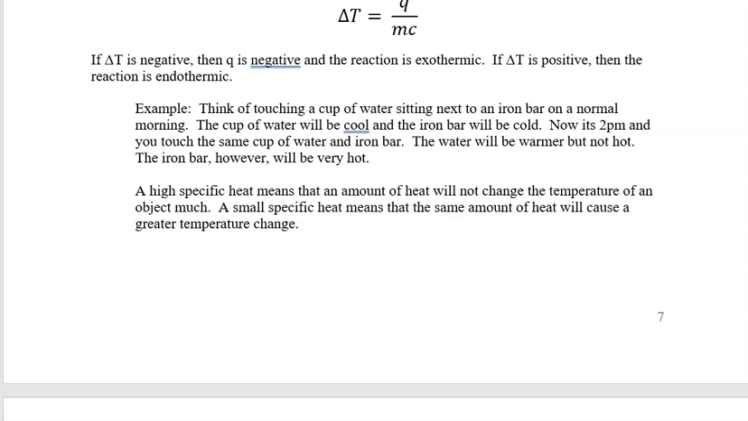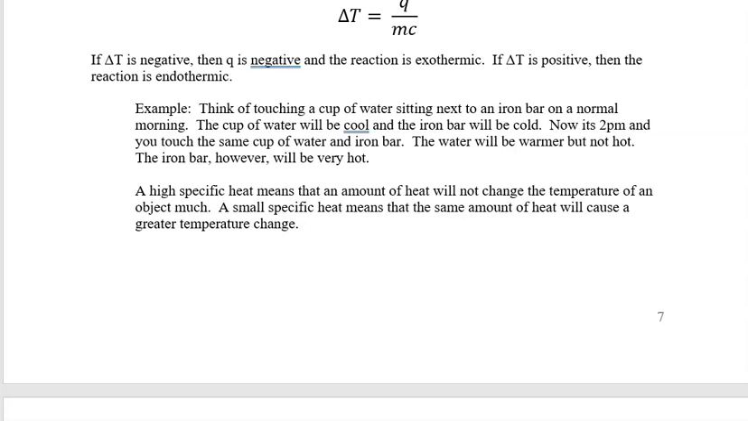Example. So here's the example I gave earlier. Think of touching a cup of water sitting next to an iron bar on a normal morning. The cup of water will be cool and the iron bar will be cold. Now it's 2 p.m. and you touch the same cup of water and the iron bar. The water will be warmer, but it's not hot, it's just a little bit warmer. The iron bar, however, will be very hot.